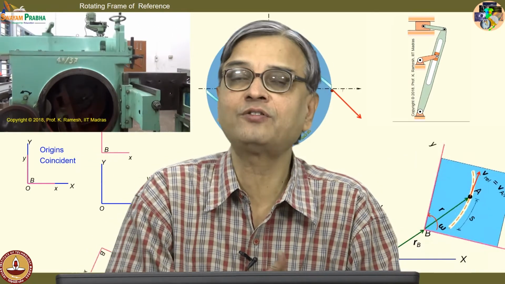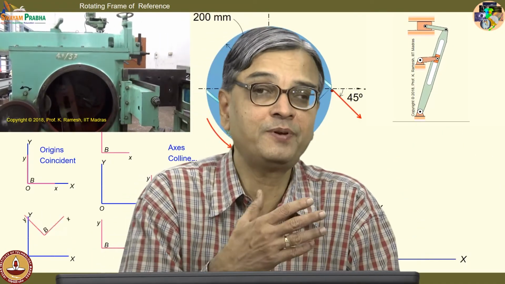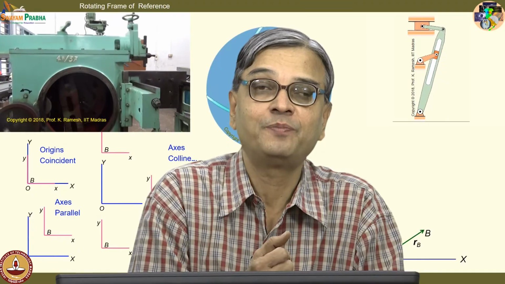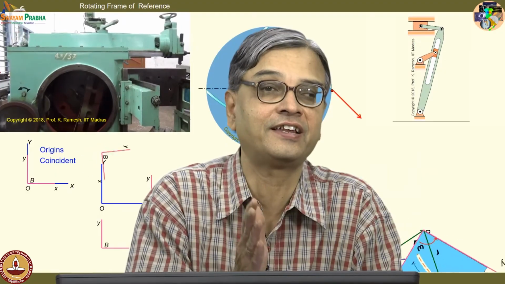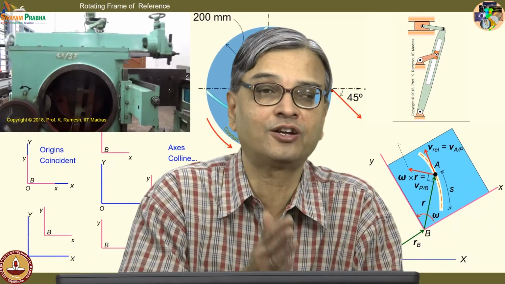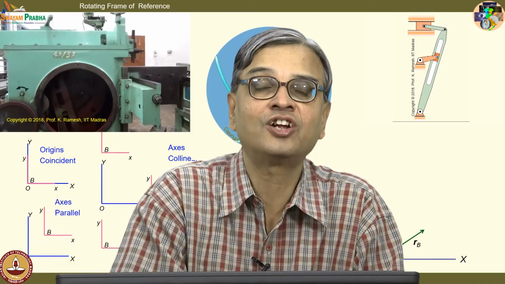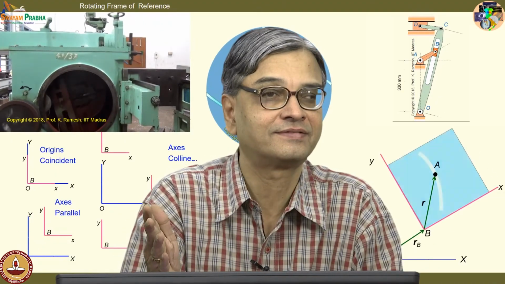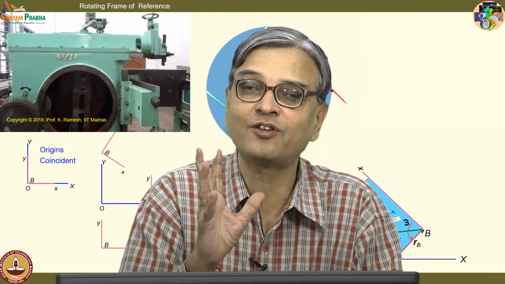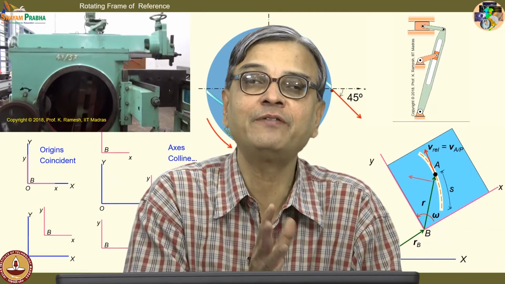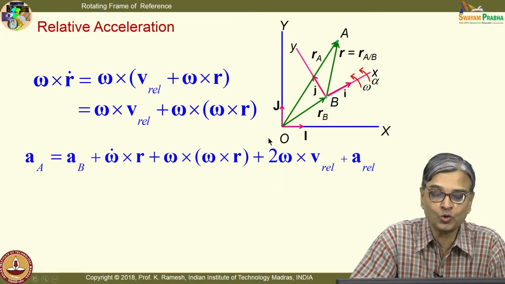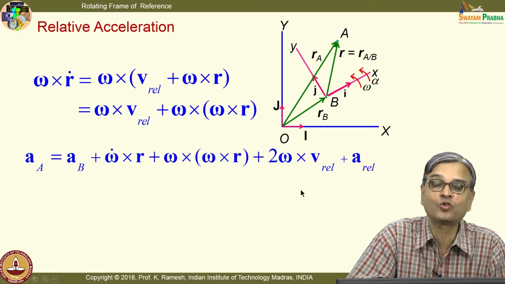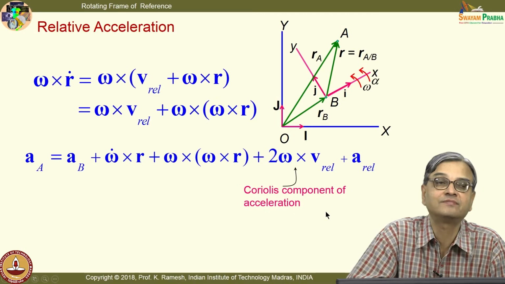See, if you go back to the history, I said people were making observations. People were able to find out intuitively that when you are sitting on earth and fire an artillery shell from the equator to the north pole, it is not going straight, but it gets deflected, because you are sitting on an earth which is a rotating frame of reference. For a very long time, people were not able to perceive it independently, and the term 2 omega cross V rel is known as the Coriolis component of acceleration. We will also have a detailed discussion later.